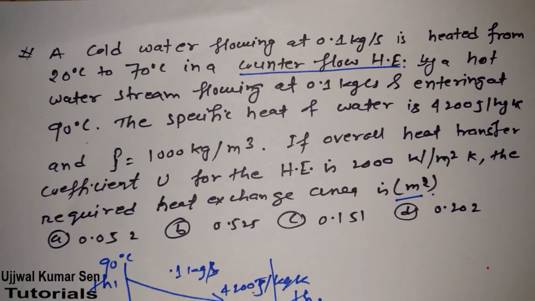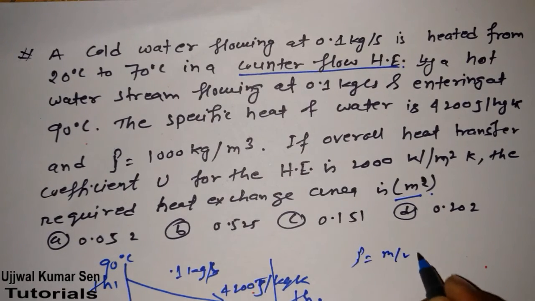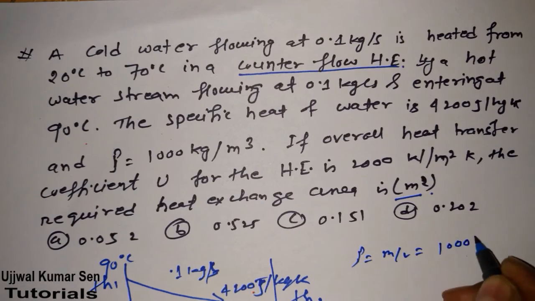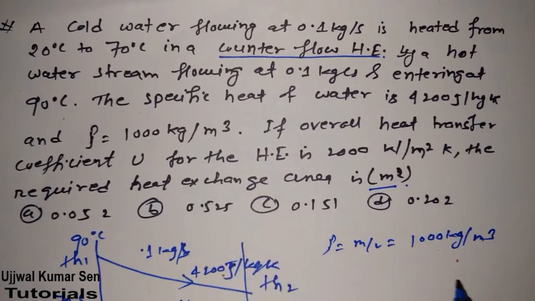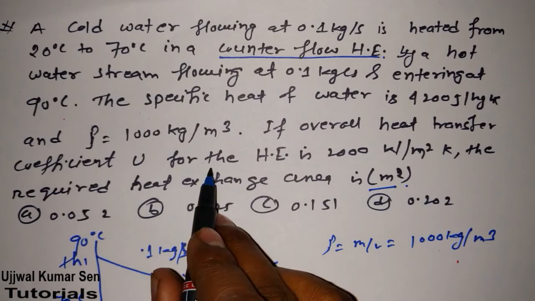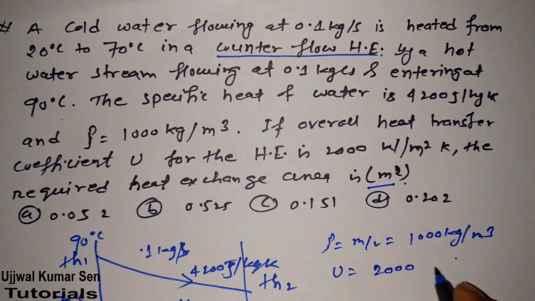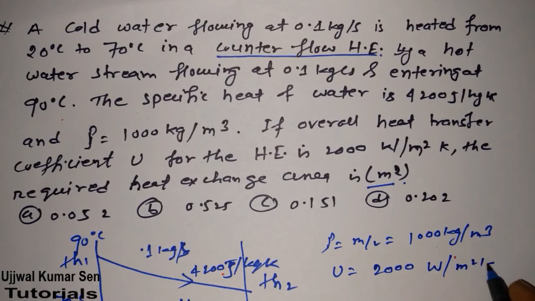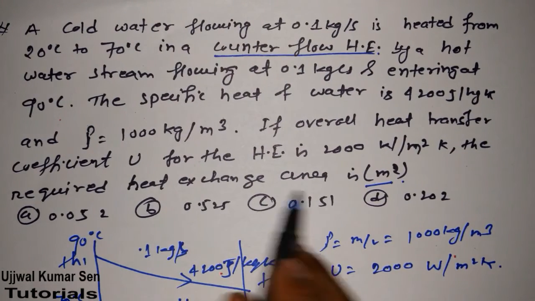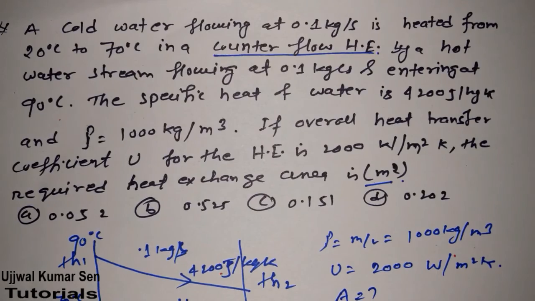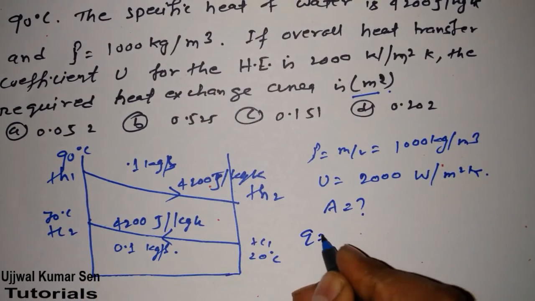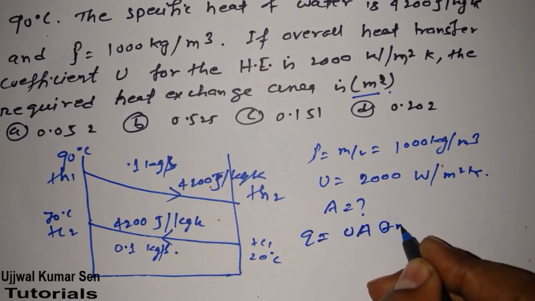Now the density of water is given. Density is equal to mass by volume, that is 1000 kg per meter cube. The overall heat transfer coefficient U for the heat exchanger is given as 2000 watt per meter square Kelvin, right? And the required heat exchange area A we need to find out. So we know that Q is equal to U A theta M.